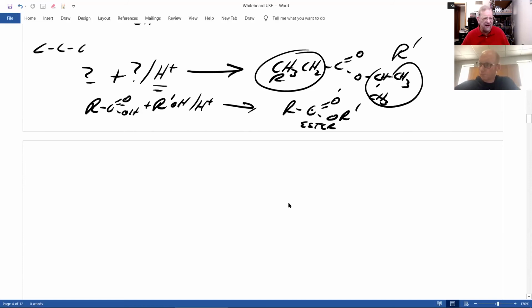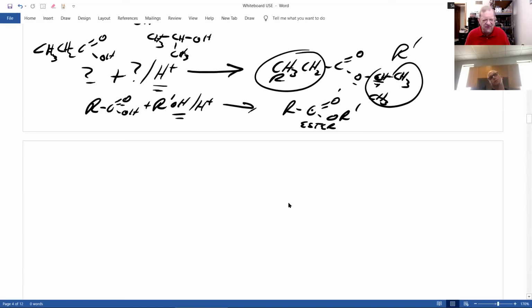Therefore, there's my R group. I'll have a carboxylic acid. And then my alcohol, the carbon with the hydroxyl, with the oxygen, will be the carbon with the hydroxyl group. So that's this carbon, isopropyl alcohol, or 2-propanol. And that's how you make esters.